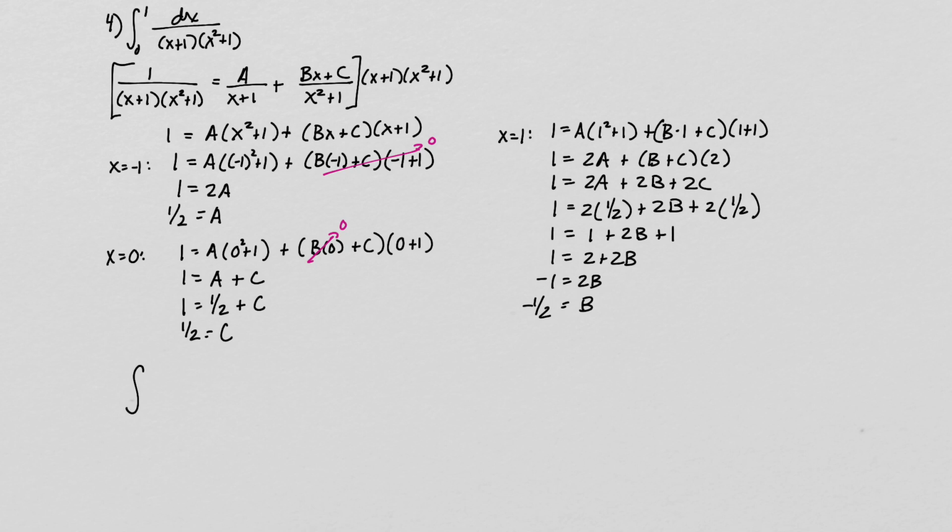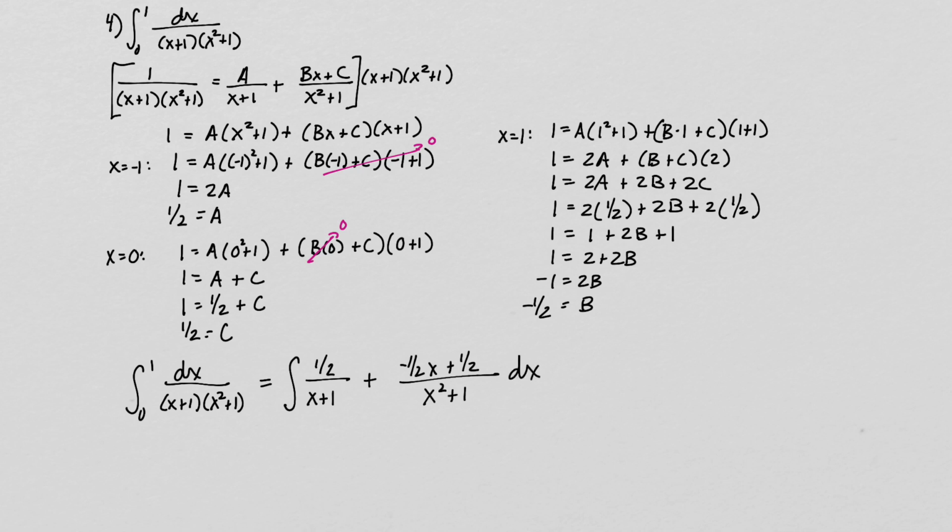So my integral from 0 to 1 of dx over (x plus 1)(x squared plus 1) is now going to turn into the integral of A, 1/2 over x plus 1, plus B, which is -1/2 x, plus C, which is 1/2, all over x squared plus 1, dx. So let me copy this, and let's take this to the next page so that we can work on it.